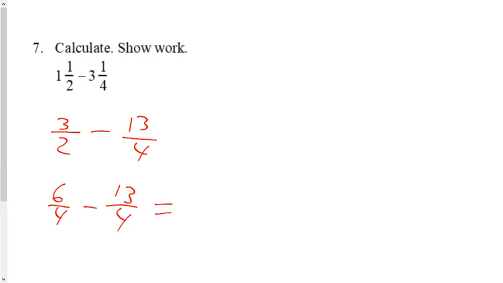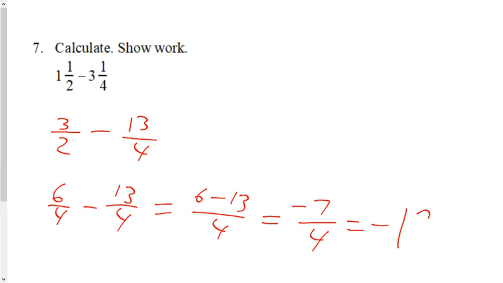Now here's where a lot of students might get mixed up. You must subtract your numerators and keep your denominator, which means your final answer is negative 7/4, because 6 take away 13 is negative 7, which makes it negative 1 3/4 as a final solution.